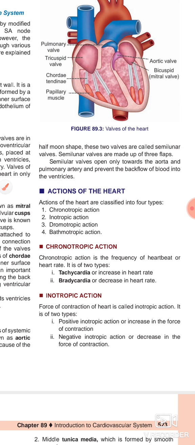Now in this movie, your heart is going to be your hero. And what is the action of your heart? Your heart is going to perform four actions. The first is the chronotropic action, then the inotropic action, dromotropic action, and bathmotropic action. These are the four actions performed by your hero, which is your heart. Now we discuss all of these four actions. Just the names are complicated, but the function and the role are very simple.